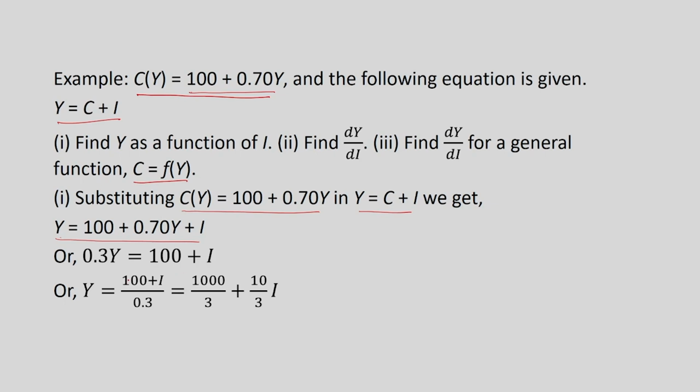So, what do I do? I take y to one side, therefore, I will get on the left hand side 1 minus 0.7 is 0.3, 0.3y is equal to, on the right hand side you have 100 plus I. So, therefore, I divide both sides by 0.3 and I will get this particular expression for y. y is equal to 1000 divided by 3 plus 100 divided by 3 multiplied by the investment I.